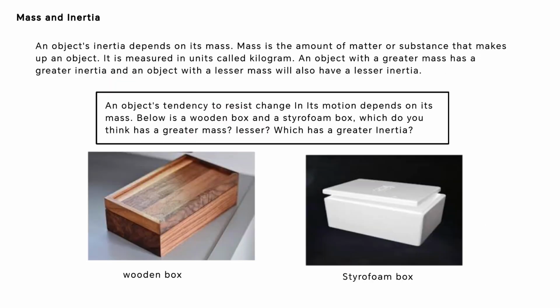Mass and inertia. An object's inertia depends on its mass. Mass is the amount of matter or substance that makes up an object. It is measured in units called kilogram. An object with a greater mass has a greater inertia, and an object with a lesser mass will also have a lesser inertia. An object's tendency to resist change in its motion depends on its mass.